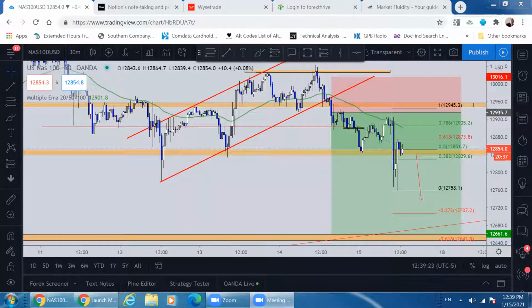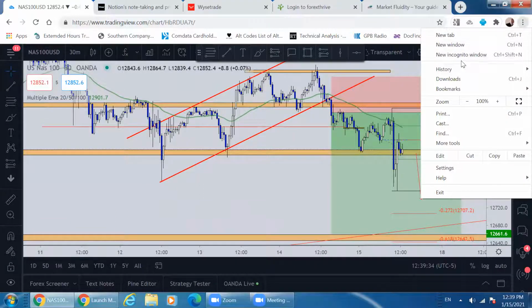Look, I just wanted to give you a quick update on the NAS100 trade. It's going well. It's actually going well. But there's some things that I want to point out.